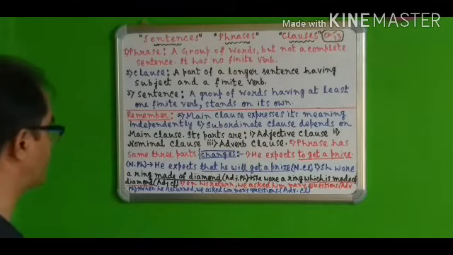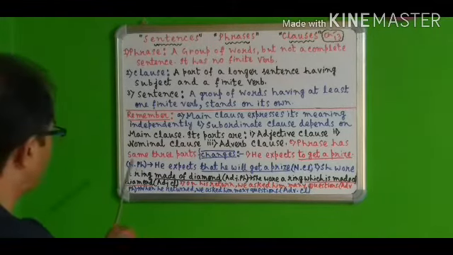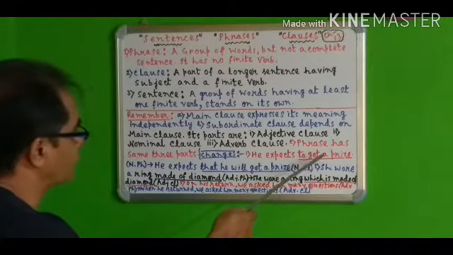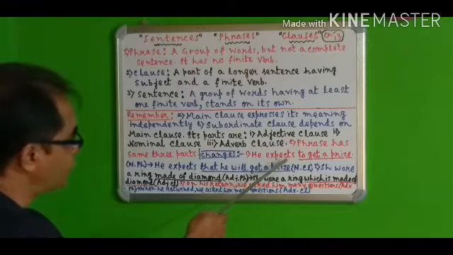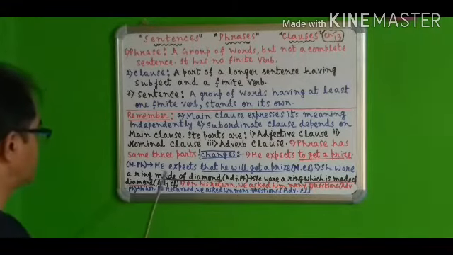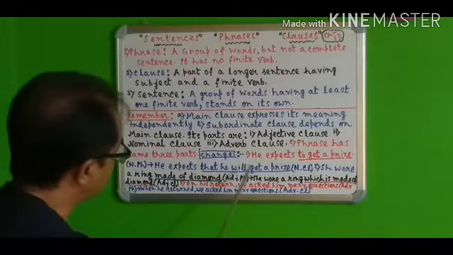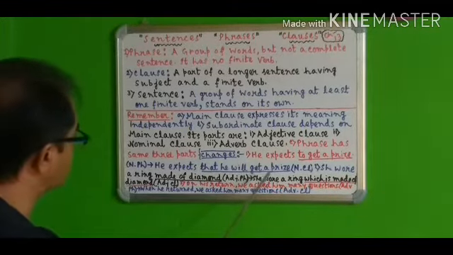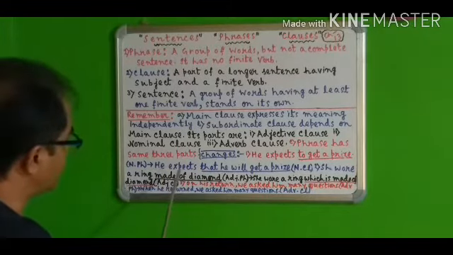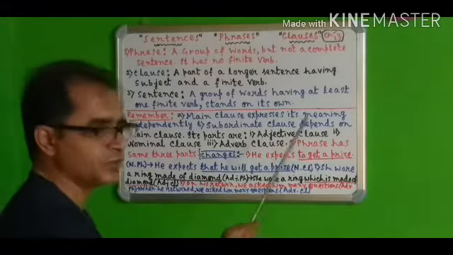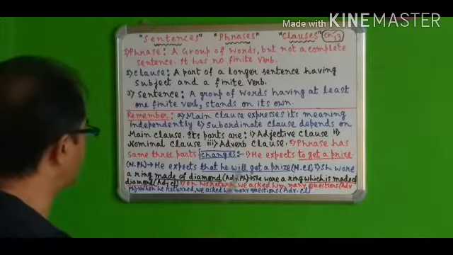He expects to get a prize. To get a prize is a noun phrase, because these four words are also the object to the verb expects. So this is a noun phrase. And if we expand it, it will become: He expects that he will get a prize. That he will get a prize is doing the same thing. It is working as an object to the verb expects. This is a noun clause. To get a prize was a noun phrase, and that he will get a prize is a noun clause.